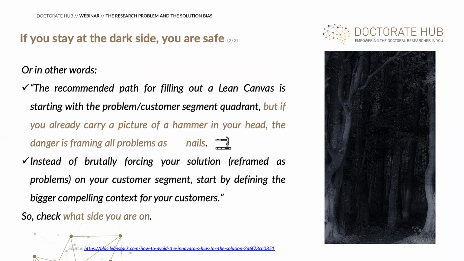Or in other words, the recommended path for filling out a lean canvas is starting with the problem customer segment quadrant. But if you already carry a picture of a hammer in your head, the danger is framing all problems as nails. Instead of brutally forcing your solution, reframed as problems, remember the earlier part of the webinar where the problem is, and then you immediately, therefore we need. So your customer segment, start by defining the bigger compelling context for your customers. So check on which side you are. Are you on the dark side, or are things looking bright and shiny?